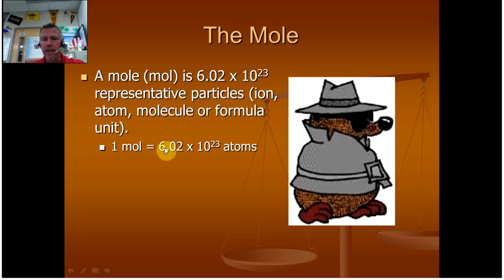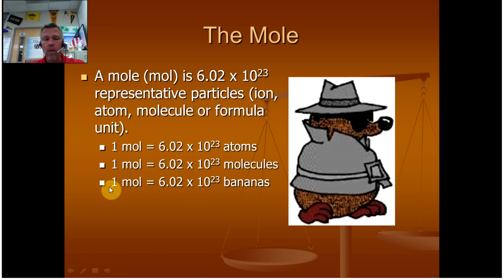So 1 mole is 6.02 times 10 to the 23rd atoms, or 1 mole is 6.02 times 10 to the 23rd molecules, or 1 mole is 6.02 times 10 to the 23rd bananas. It just doesn't matter what you're counting. The mole tells you how many of it you have.